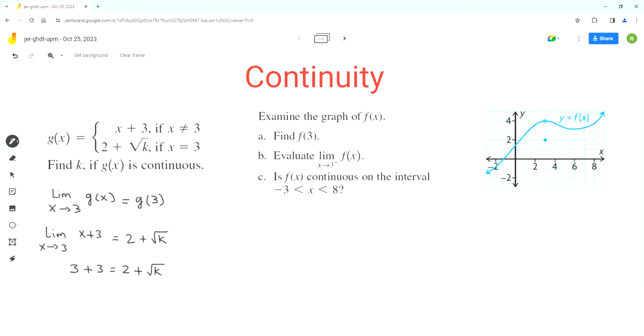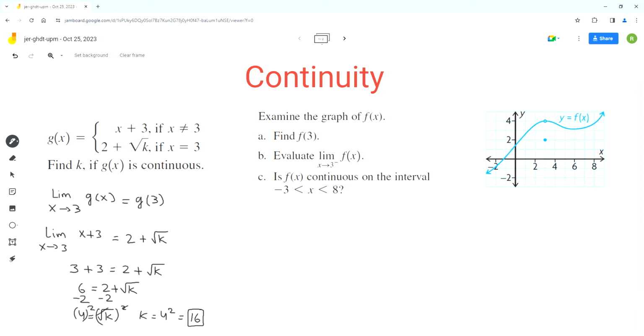First we add the 3's. So 6 equals 2 plus square root of k. Now we can subtract the 2. So we get 4 equals square root of k. And now to find the value of k, we should square both sides. The square and the square root will cancel each other out. So we get k equals 4 squared, which is equal to 16. This should be the final answer for the first problem.